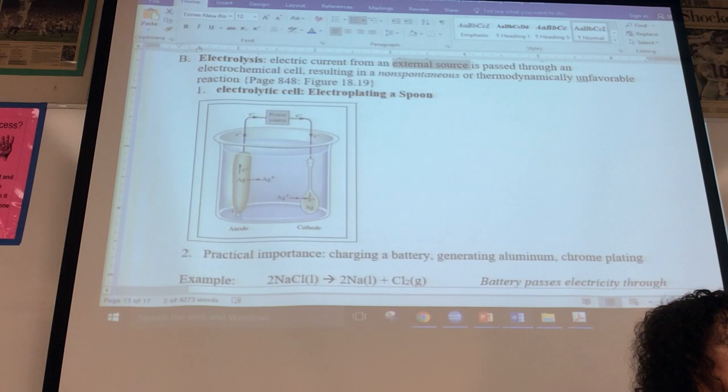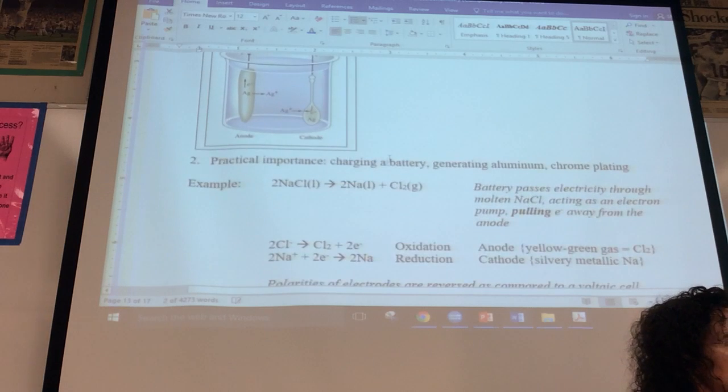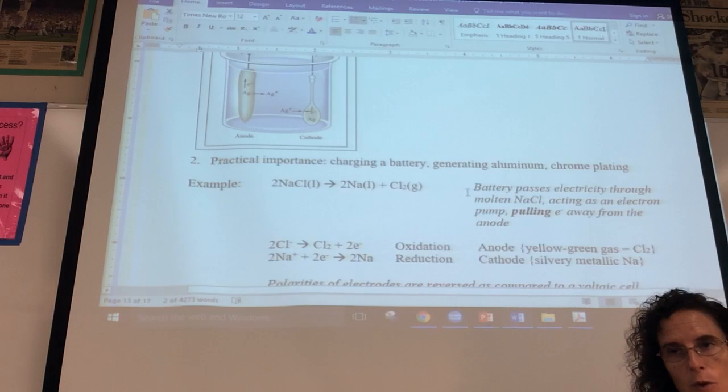You can electroplate a spoon. That's how you get silver spoons, you know, for babies. I'm not going to go through the whole process right now. You can, for the rechargeable batteries, this is a way that aluminum is generated. You can plate things with chrome.